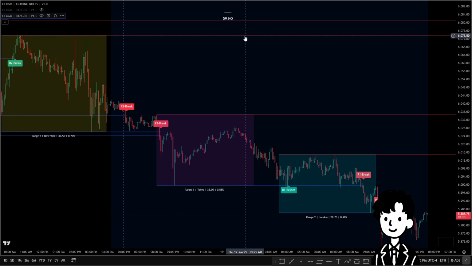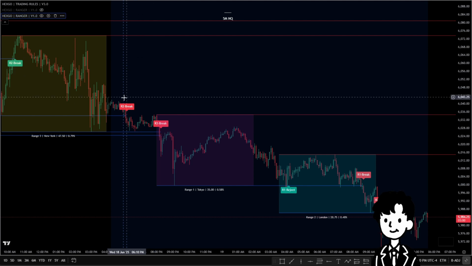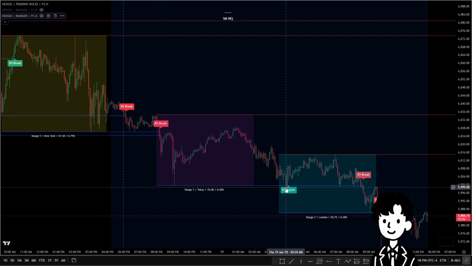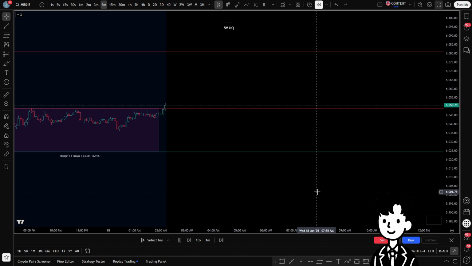And when price approaches these highs and lows and fully breaks it or rejects, an alert will signal, as you see here. We have a range 2 break here, range 2 break here, range 3, a range 1 rejection, and so on. Basically, my range 1 is Tokyo session, my range 2 is London session, and my range 3 is New York session. This is how the highs and lows are printed.